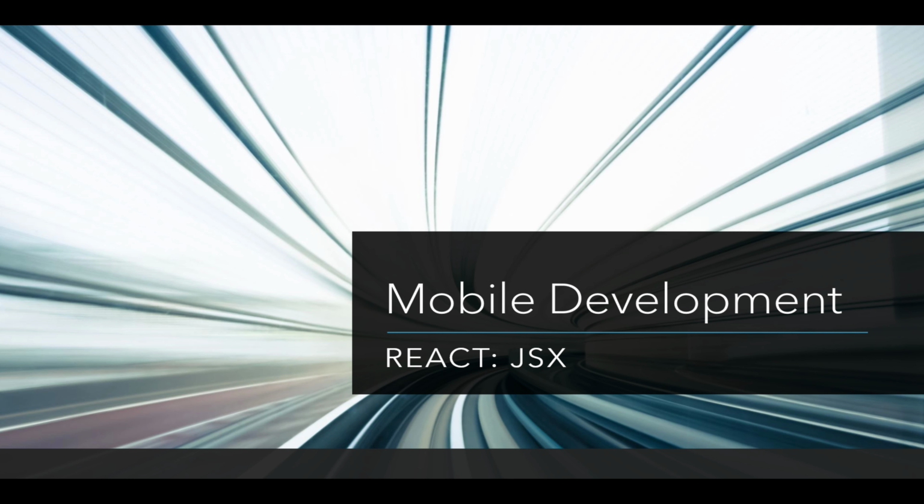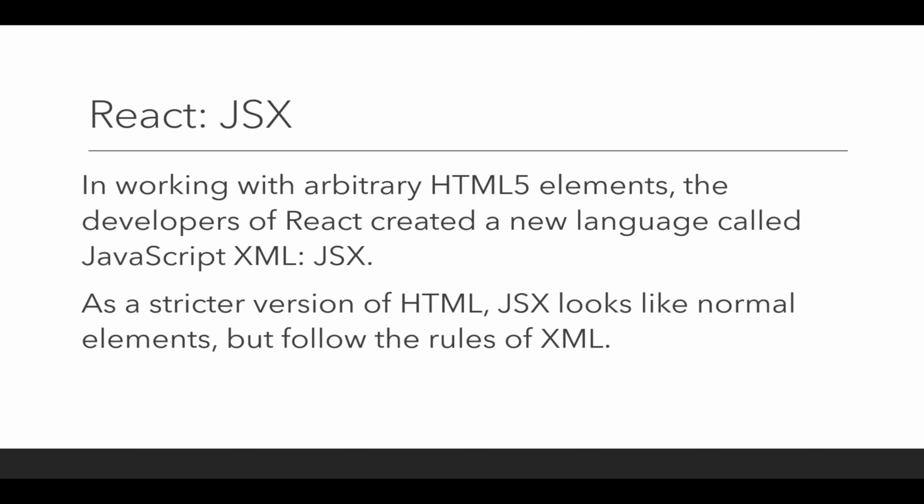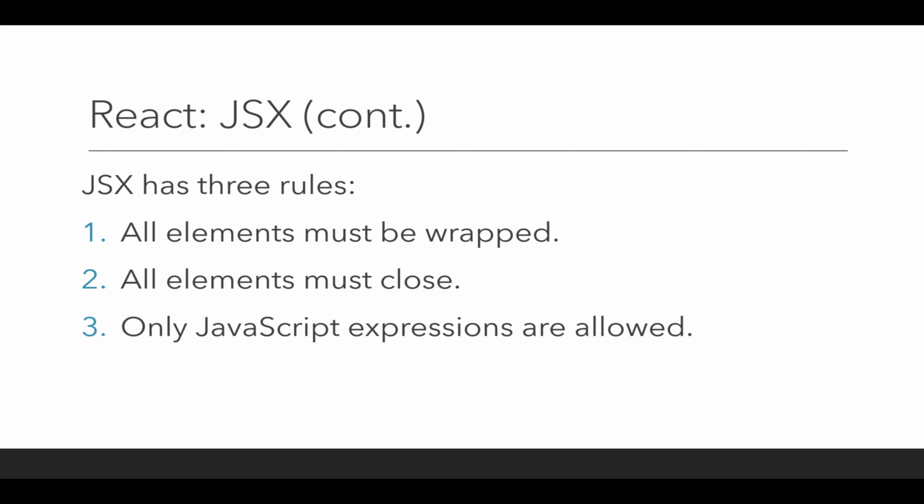React JSX. In working with arbitrary HTML5 elements, the developers of React created a new language called JavaScript XML, or JSX for an abbreviated form. This is a stricter version of HTML. It looks like normal elements, but it follows the rules of XML and in fact is based on XML. This means, of course, that it develops three primary rules that it follows. The first is that all elements must be wrapped, all elements must close, and then finally, as part of being in JavaScript, only JavaScript expressions are allowed. So let's look at each of these rules individually.